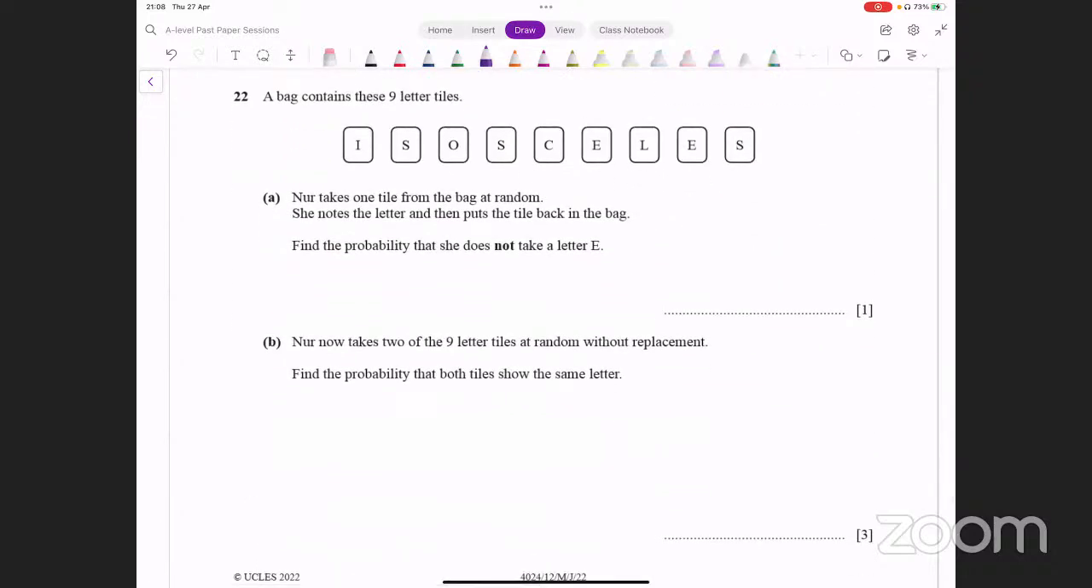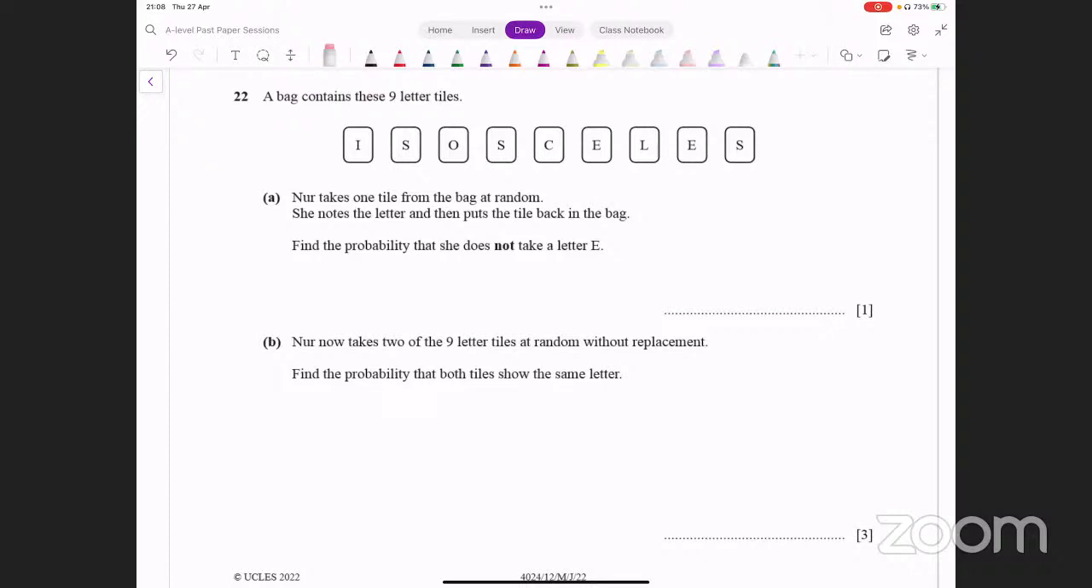A bag contains these 9 letter tiles. So it reads isosceles. These are 9 letters in total. Nu takes one tile from the bag at random. She notes the letter and then puts the tile back in the bag. So she's putting the tile back in the bag. This means that since probability has been asked, the probabilities will not change, every time it will be the same probability. If she draws multiple times, because she is putting it back, the probability that it was the first time will remain the same later, the probabilities are not changing.